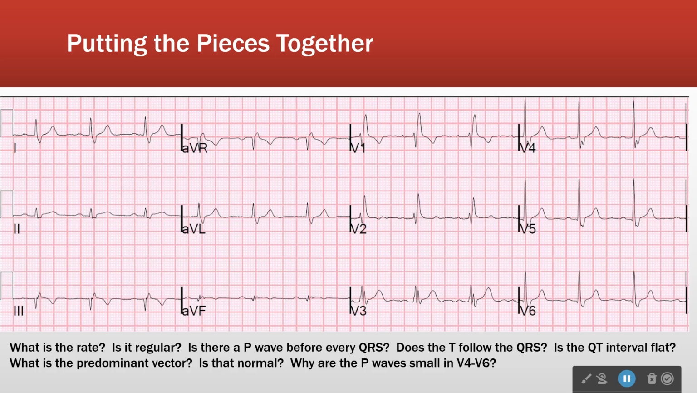Okay, is the QRS interval narrow? That's not even on my list. Is the QRS narrow? Not as narrow as it should be, right? So the QRS is a little widened, okay?